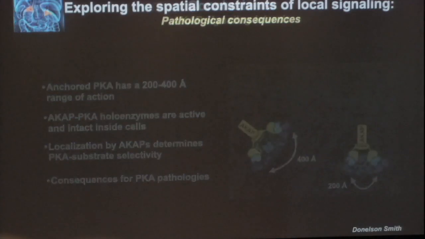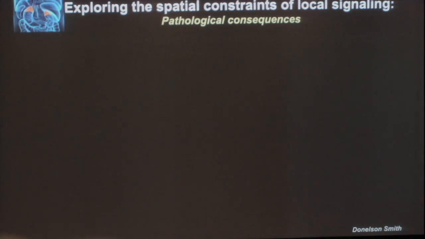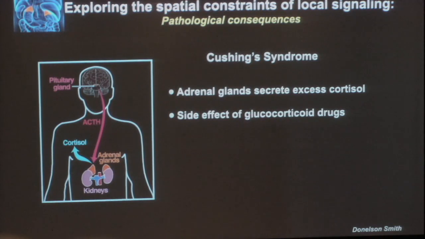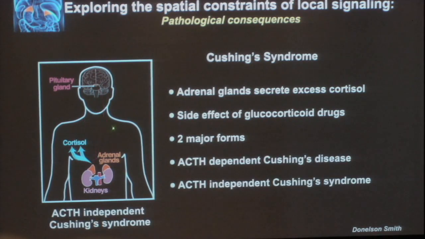And so very recently, we've begun to work on this notion, and particularly in the context of this endocrine disorder, Cushing syndrome, which is where the adrenal glands secrete excess cortisol. It can also be a side effect from excess taking of glucocorticoid drugs, where you have two forms. You can, in the pituitary, release ACTH, which then drives the release of cortisol, or there are ACTH-independent forms of Cushing syndrome, which are actually a consequence of mutations within the cyclic AMP signaling pathway.